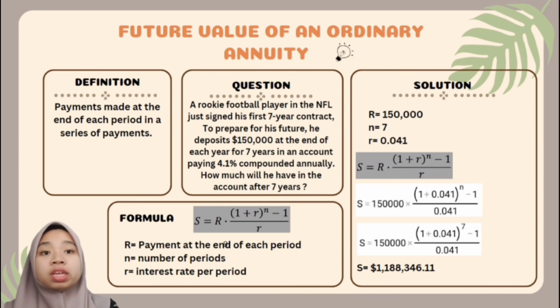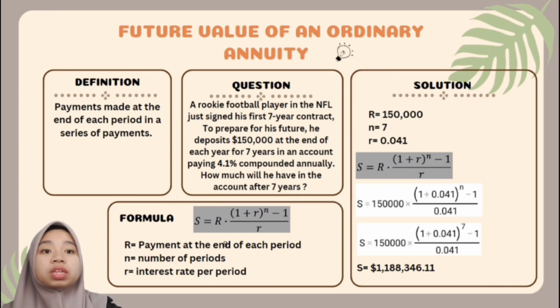To prepare for his future, he deposits $150,000 at the end of each year for 7 years in an account paying 4.1% compounded annually. How much will he have in the account after 7 years?